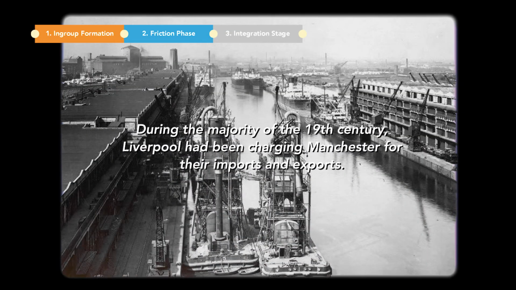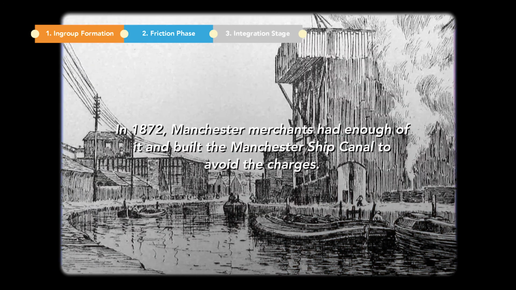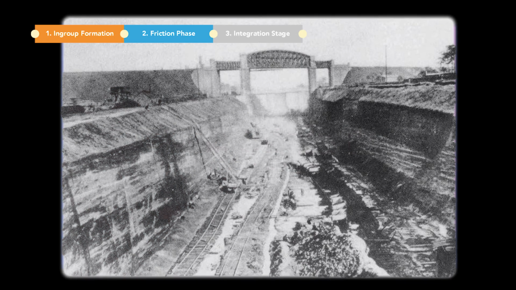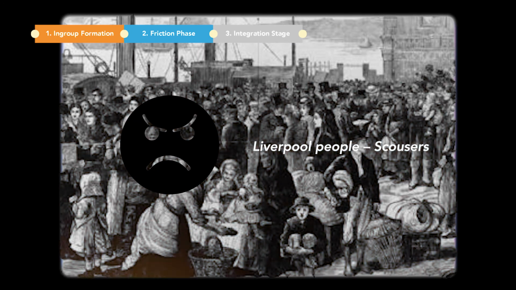During the majority of the 19th century, Liverpool had been charging Manchester for their imports and exports. In 1872, Manchester merchants had enough of it and built the Manchester Ship Canal to avoid the charges. Needless to say, the Scousers were not happy about that. And so began the famous rivalry.